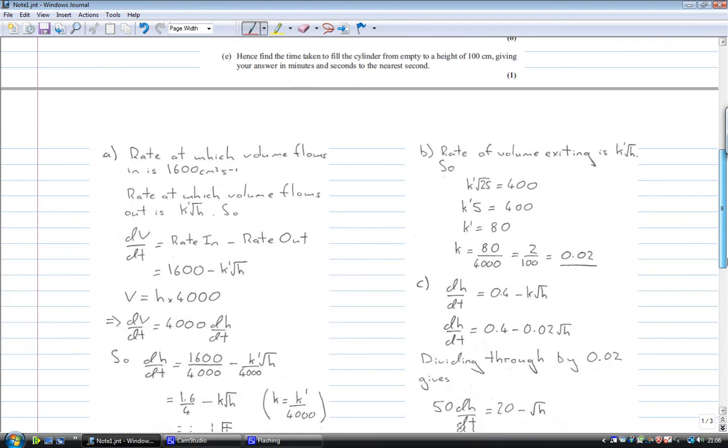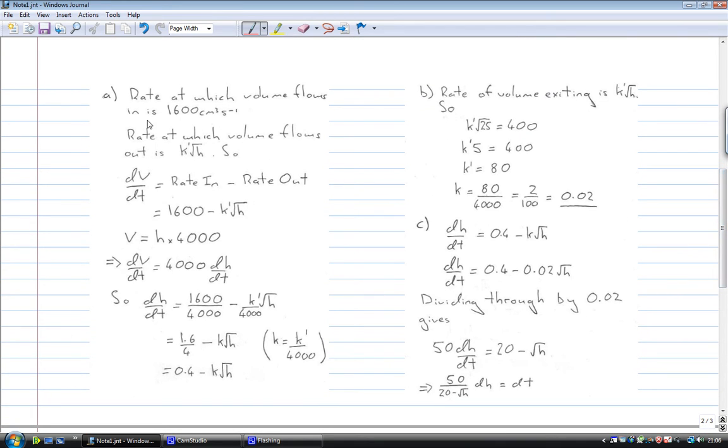So let's have a look. As we've already said in the question, the rate at which volume is coming in is this, and the rate at which it is going out is that, proportional with just a constant there. Now the rate at which the volume changes in the container itself is always going to be equal to the rate it comes in minus the rate it goes out. If you think about that, you'll see it's always true.